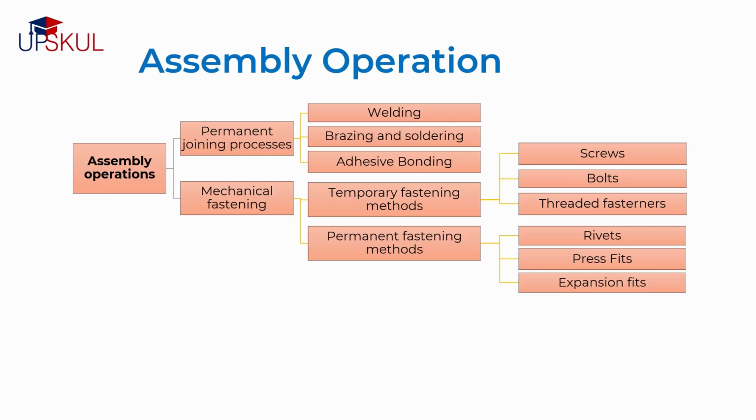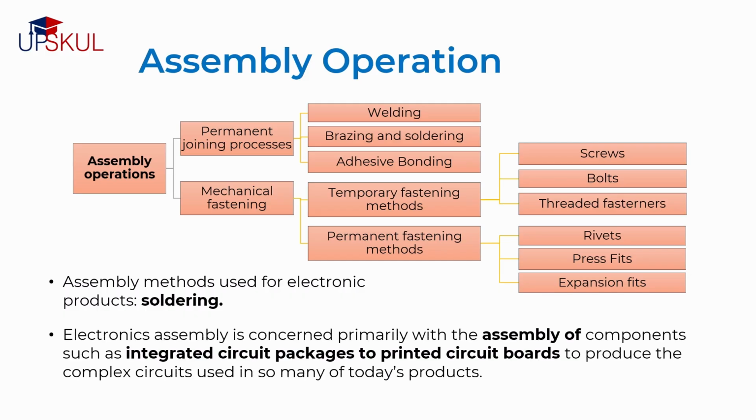Special joining and fastening methods are used in the assembly of electronic products. Some of the methods are identical to or are adaptations of preceding processes, for example, soldering. Electronics assembly is concerned primarily with the assembly of components such as integrated circuit packages to printed circuit boards to produce the complex circuits used in many of today's products.